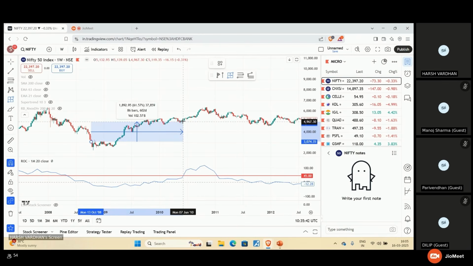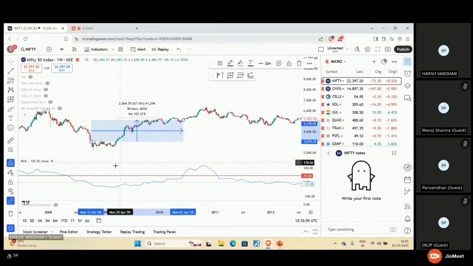So you made 67% return Nifty index wise in less than 2 years. I think 1.5 years maybe, or around 20 months. In 20 months, Nifty gave 67% return. Why? Because you bought near the bottom and sold near the top. Then again, obviously, it went above this level as well.